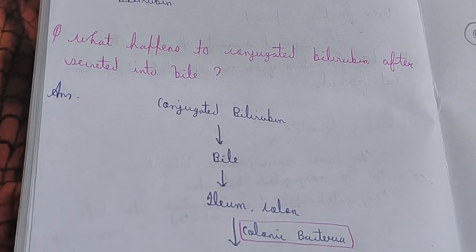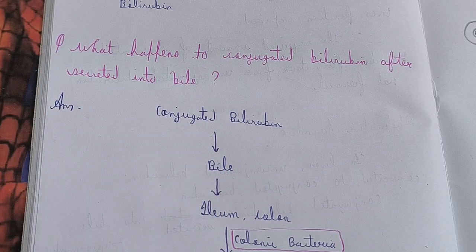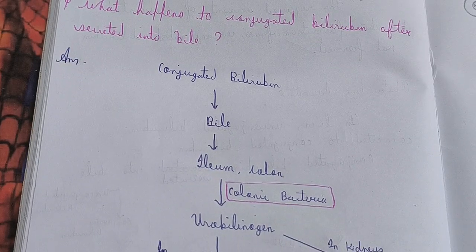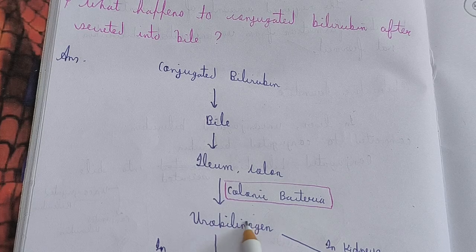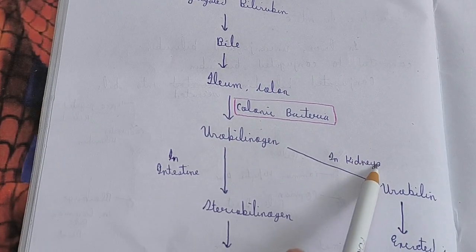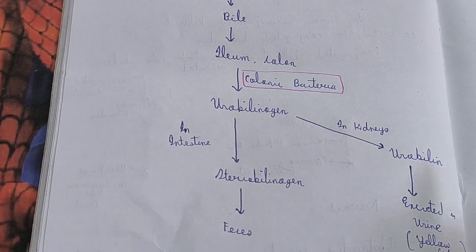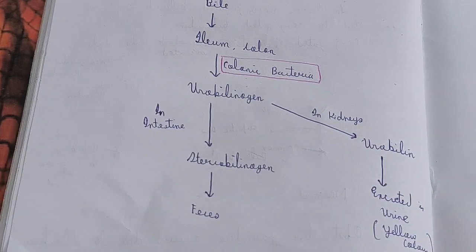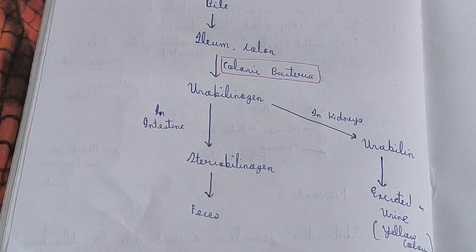Now you should understand what happens to conjugated bilirubin after it is secreted into bile. Conjugated bilirubin is secreted into bile, then goes to the ileum and colon, where colonic bacteria convert this conjugated bilirubin into urobilinogen. This urobilinogen is secreted in feces in the form of stercobilinogen, and also in the kidneys in the form of urobilin, and this urobilin is excreted in urine, therefore the yellow color. So this is the situation.